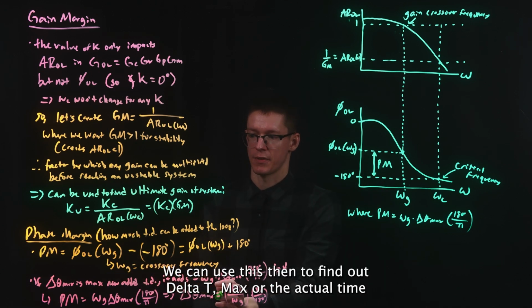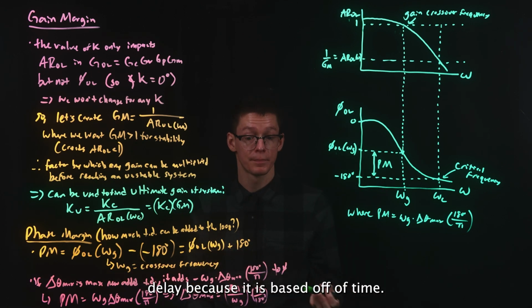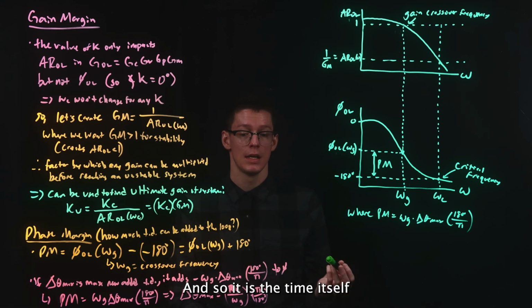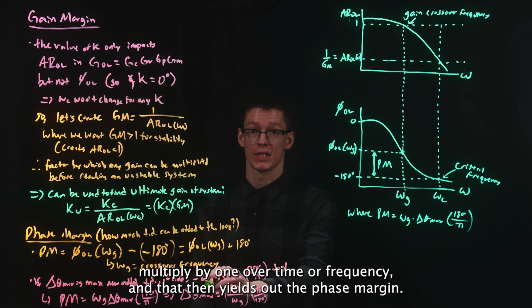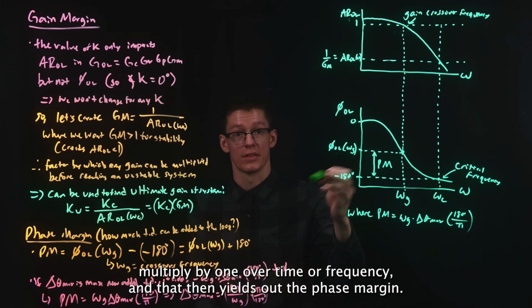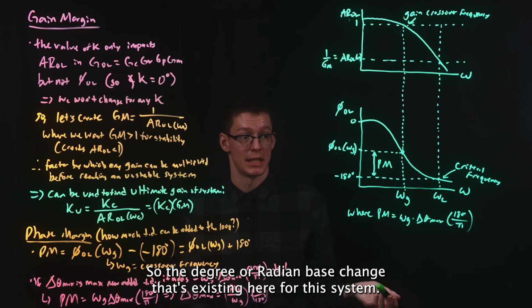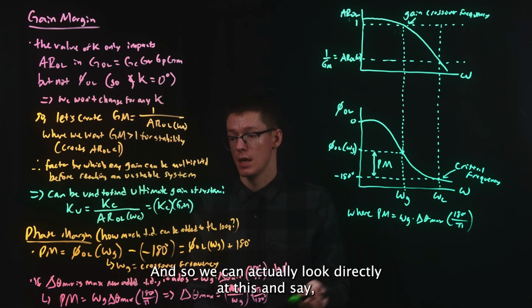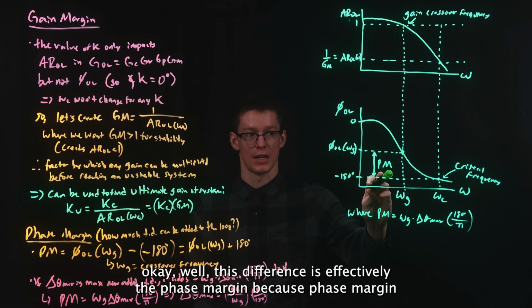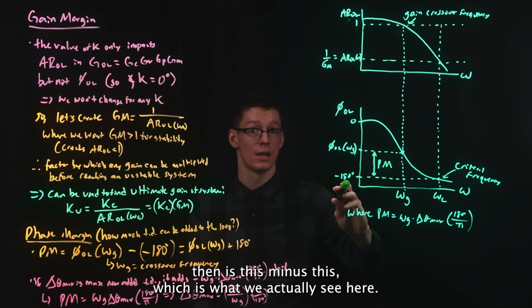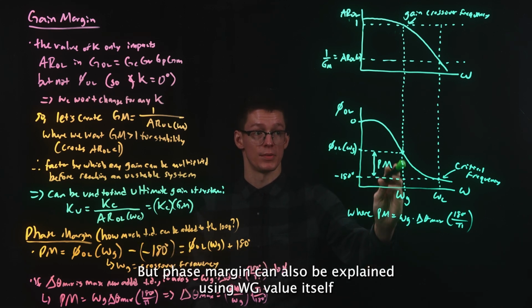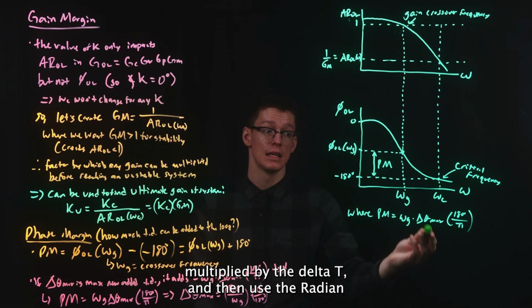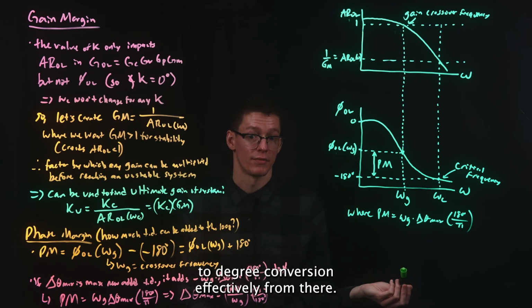We can use this to find Δt max, or the actual time delay, because it is based off of time. It is the time itself multiplied by 1 over time, or frequency, and that yields the phase margin, the degree or radian based change that exists for the system. So we can look directly at this and say, okay, this difference is effectively the phase margin, because phase margin is this minus this, which is what we see here. But phase margin can also be explained using the ω_G value multiplied by the Δt, and then using the radian to degree conversion from there.